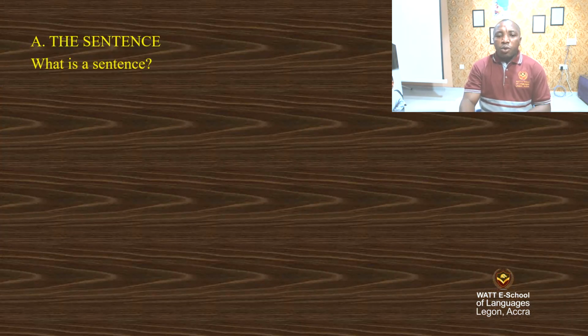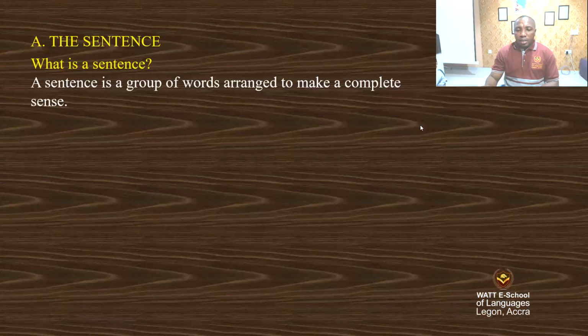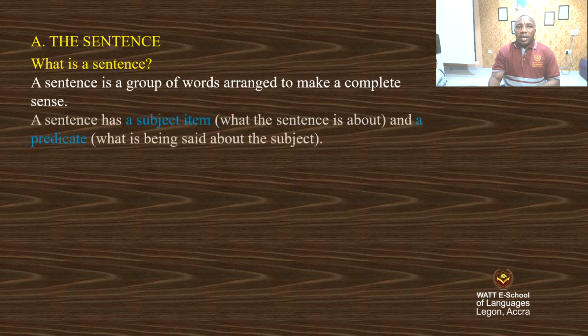A sentence is a group of words arranged to make a complete sense. Words put together to make a complete sense. That is what we call a sentence. So we say it again: a sentence is a group of words arranged to make a complete sense. A sentence has a subject, what the sentence is about, and a predicate, what is being said about the subject. So it means that the components of a sentence are the subject and the predicate.